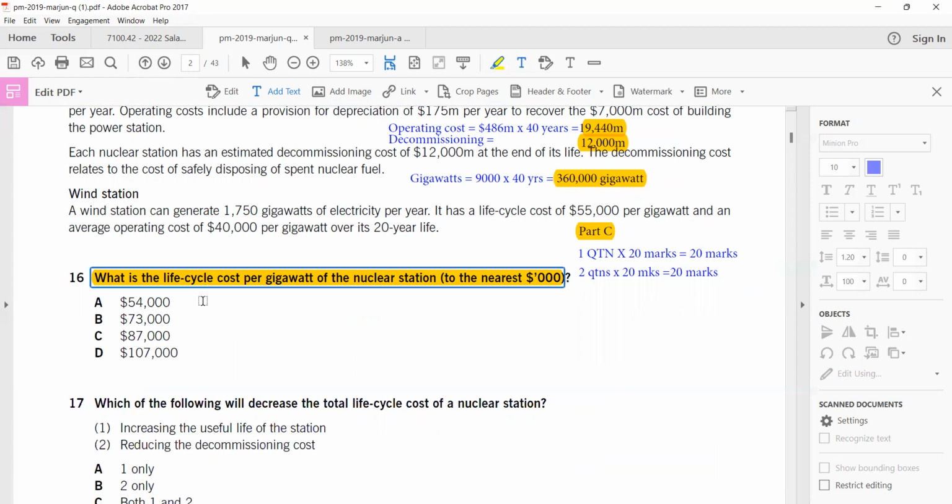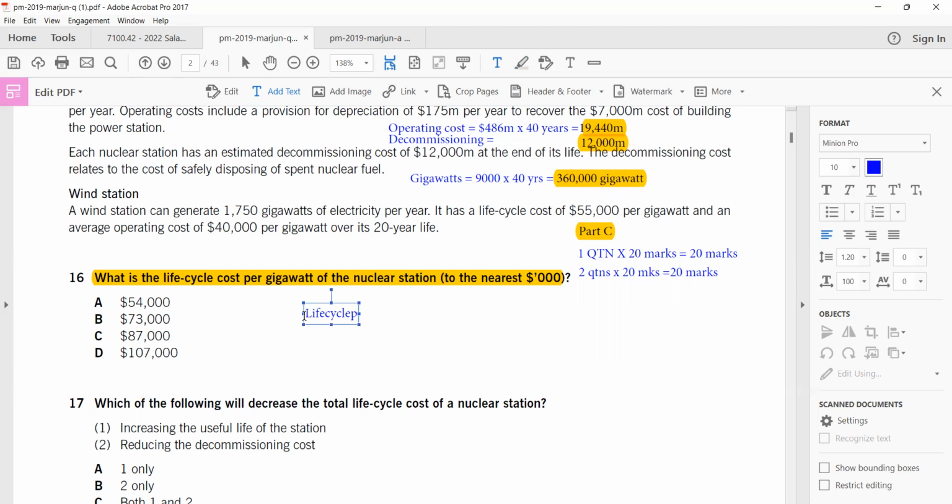Question 16. So here the life cycle cost per gigawatt becomes 19,440 plus 12,000. So that gives me 31,440. So the life cycle cost becomes the total life cycle cost, which I'm having as $31,440 million. Then I'll divide it by the total number of what? Gigawatts. So 360,000 gigawatts.